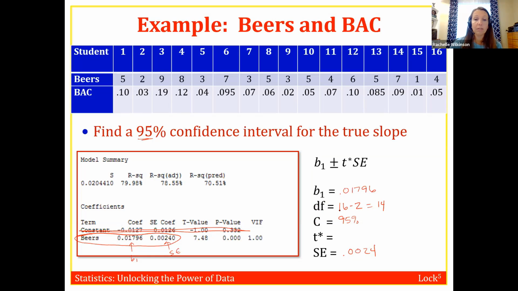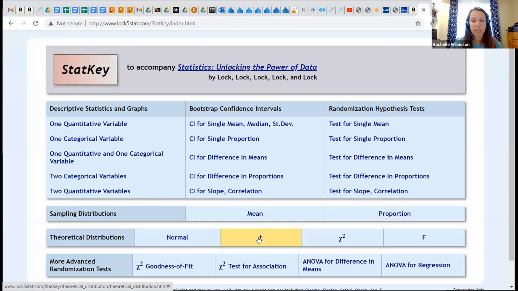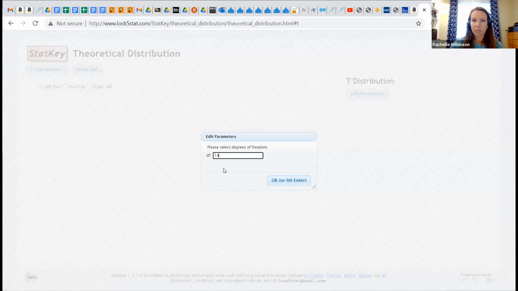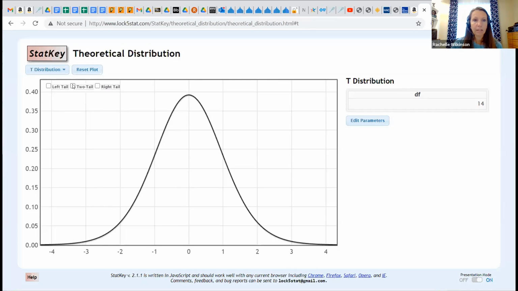To find my T star, all I need to know is degrees of freedom and confidence level. I'm going to go into the T theoretical distribution in StatKey, put in my 14 degrees of freedom and my 95% in confidence when I hit two tail, and that value is going to be my T star. So I put in 14 degrees of freedom. I click on two tail. I make sure 95 is in the center. That's what I wanted there. And so my T star value is going to be 2.145. This is the same way we've been finding T star for all these other methods, so this should be a familiar procedure for you.